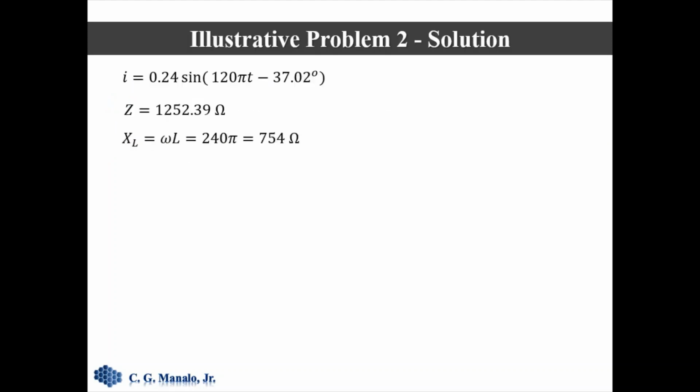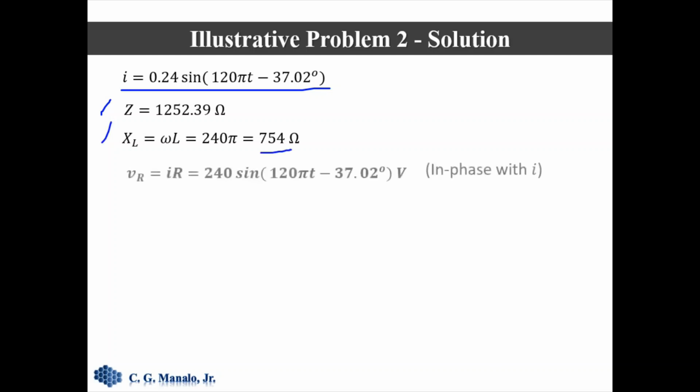Okay, so this is our steady state response, and we have already computed our impedance. Inductive reactance is omega L, and that should give us around 754 ohms. V sub R is simply IR by Ohm's law. So we simply multiply this by R, and that should give us this result. And we notice that it is in phase with I because it is almost the same as I, except that they have a different amplitude.